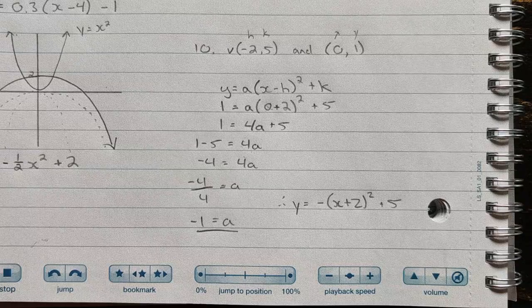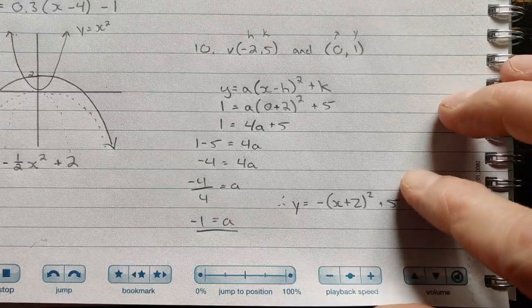Do one more here, maybe one of the word problems. Let's take a look at number 13.